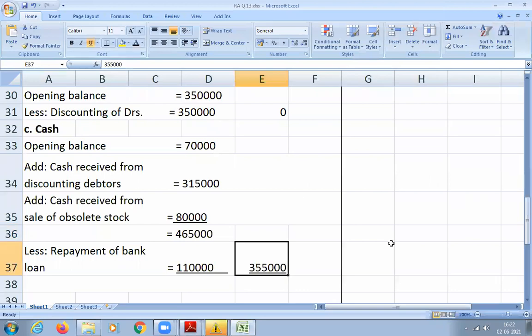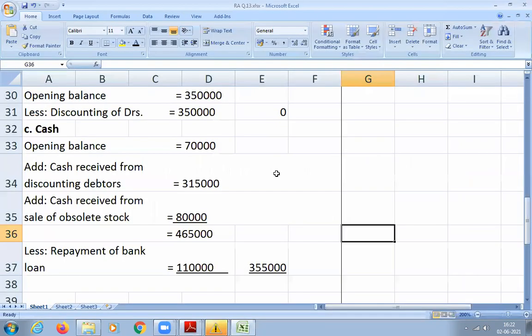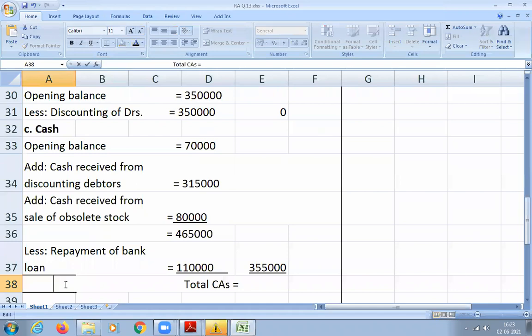3,55,000. Cash total amount. So we got inventory, we got debtors, and we got cash. That's all we have as assets. Inventory, debtors, and cash. So add all the three. How much will we get? 7,90,000. Total current assets: 7,90,000.